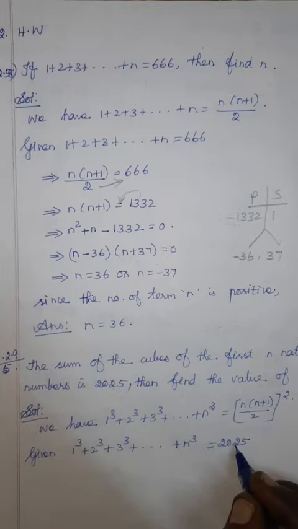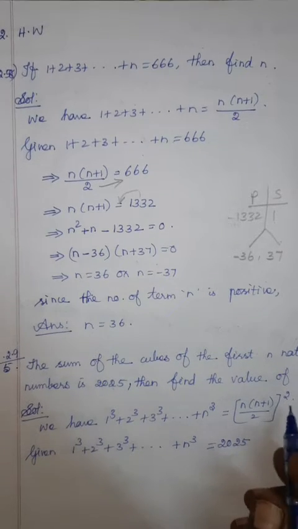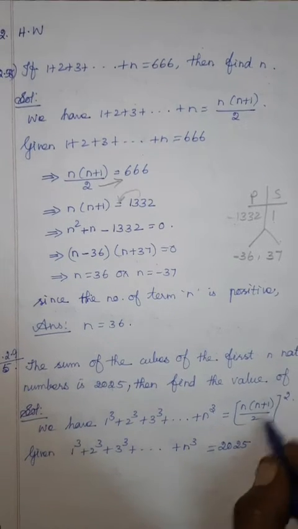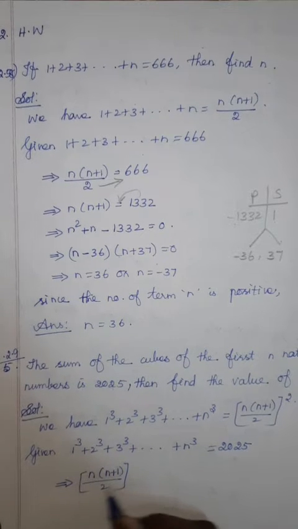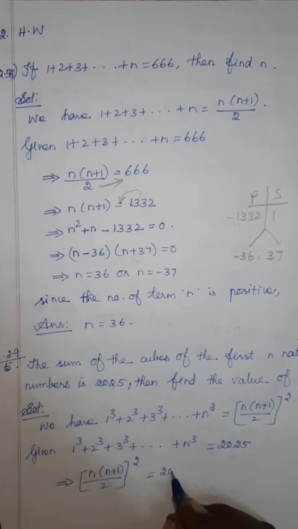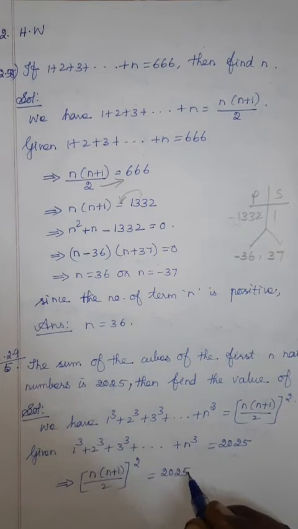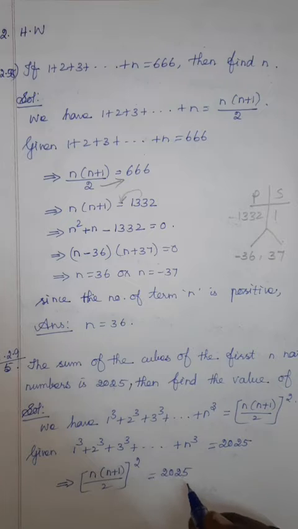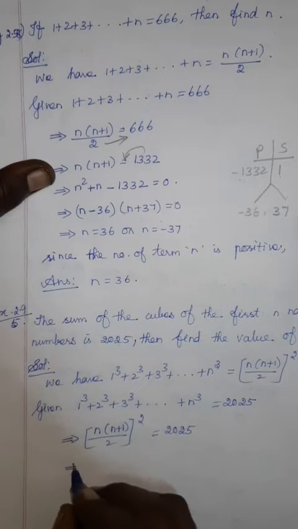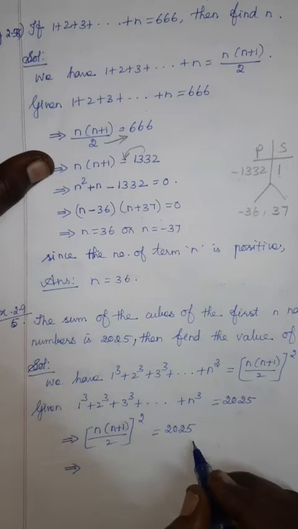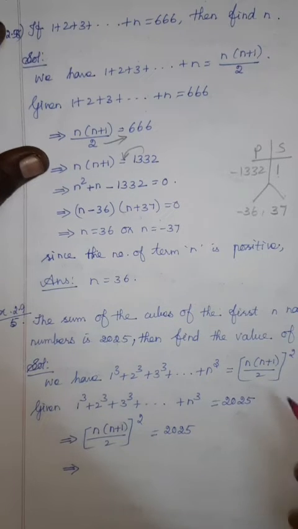Okay, from this we need to find out the value of n. When we compare these, the left sides are the same, so the right sides are also the same. It is [n(n + 1)/2]² equal to 2025. Can you write this number as the square of another number? If you know it, you can write it directly. Actually it is 45².